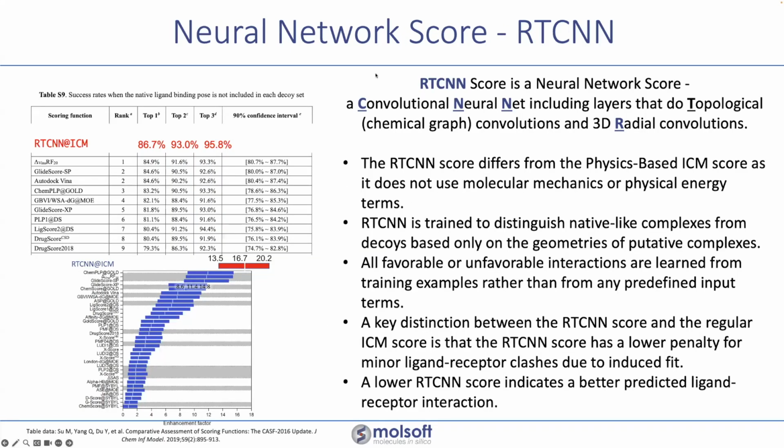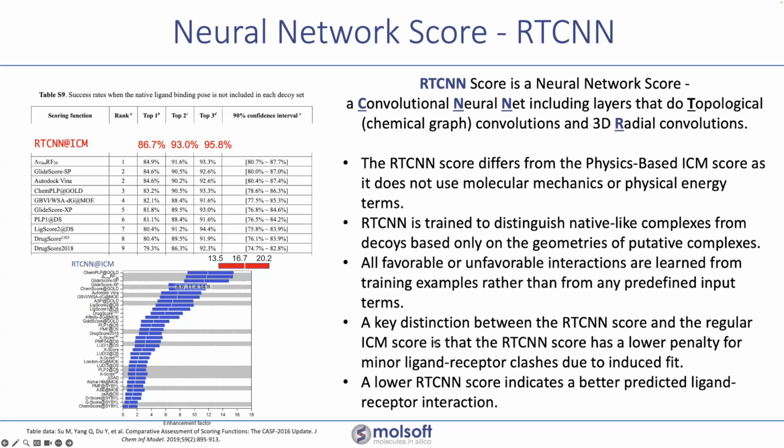The RTCNN score is our neural network score. It's a new score, and it actually outperforms our physics-based score. RTCNN stands for convolutional neural net, including layers that do topological chemical graph convolutions and 3D radial convolutions. The RTCNN score differs from the physics-based score in that it doesn't have any molecular mechanics or physical energy terms. It is trained to distinguish native ligand complexes from decoys based on the geometries of putative complexes from the Protein Data Bank. So all favorable or unfavorable interactions are learned from the training examples.